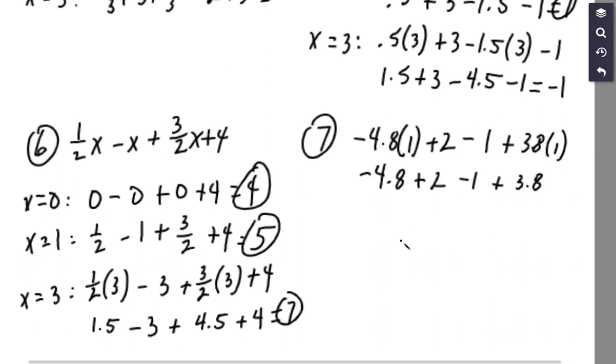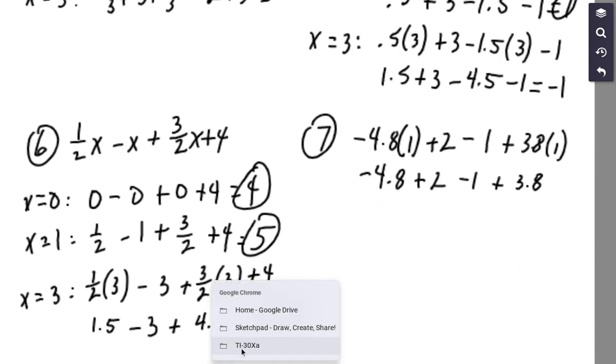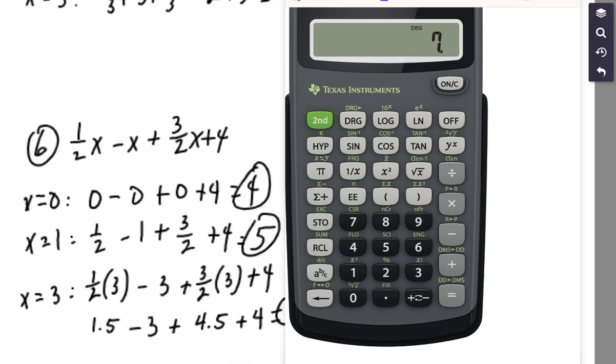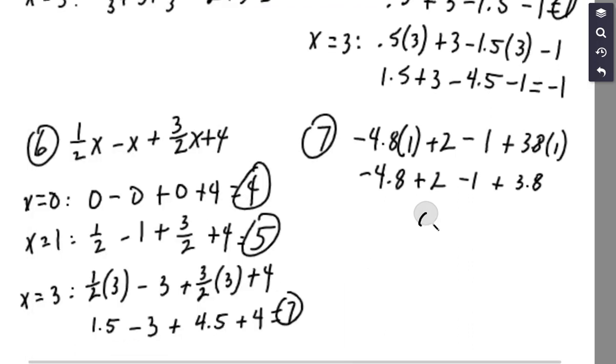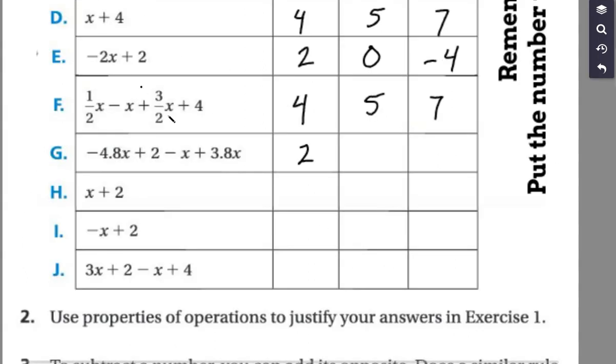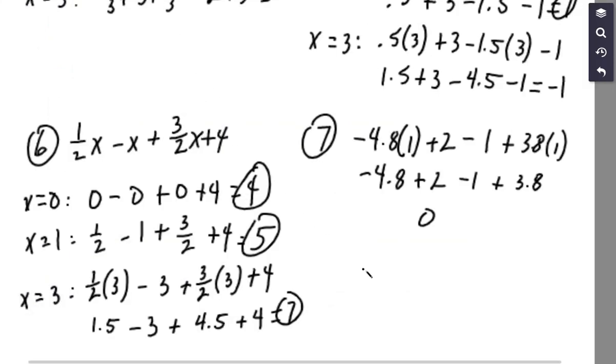So I'm going to grab my calculator and plug that in. All right, so that's going to be 4.8 and make it negative, plus 2 minus 1 plus 3.8, and that's going to equal 0 on that one. Okay, so that is 0 right here, and then I need to plug in 3 for all that.